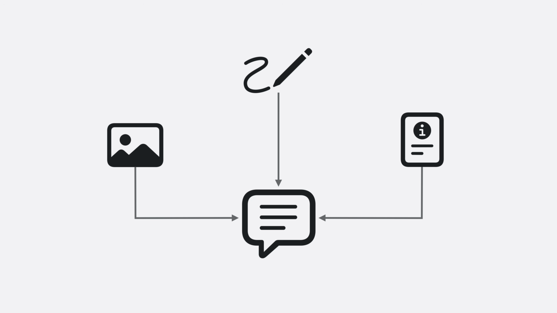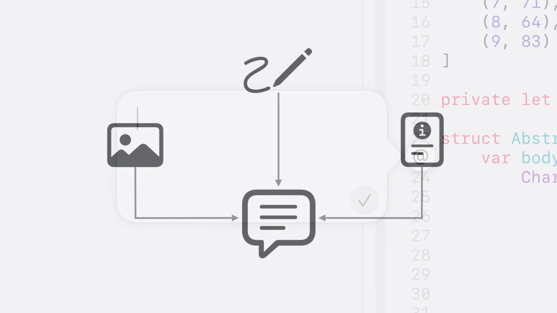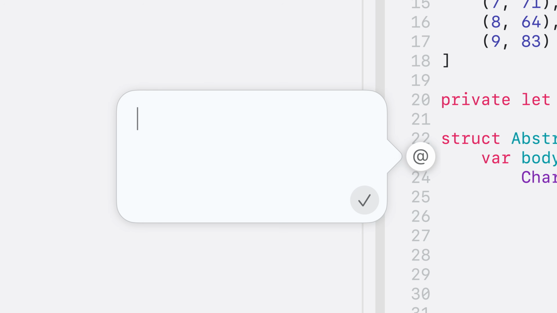You can communicate your intent with more than just text, using images, sketches, and documents to show exactly what you have in mind. And when you know exactly where an adjustment belongs, you can point directly to that spot in your code with inline annotations, resulting in focused, targeted changes. Let me show you what this looks like.